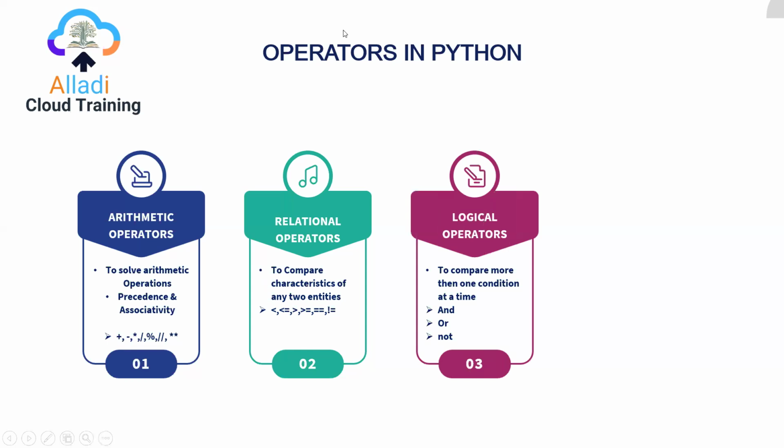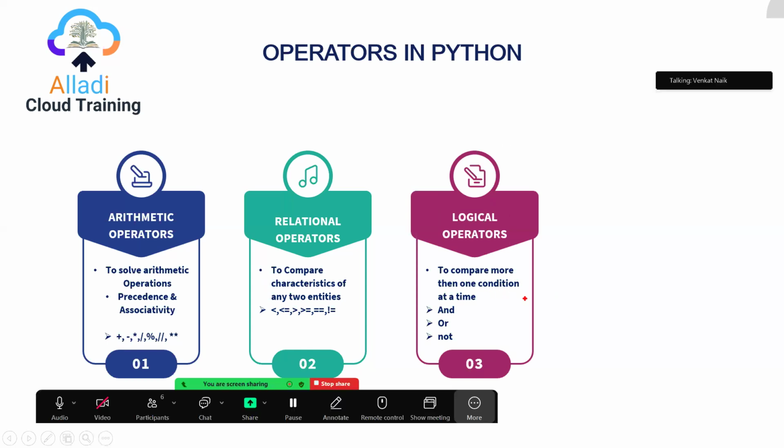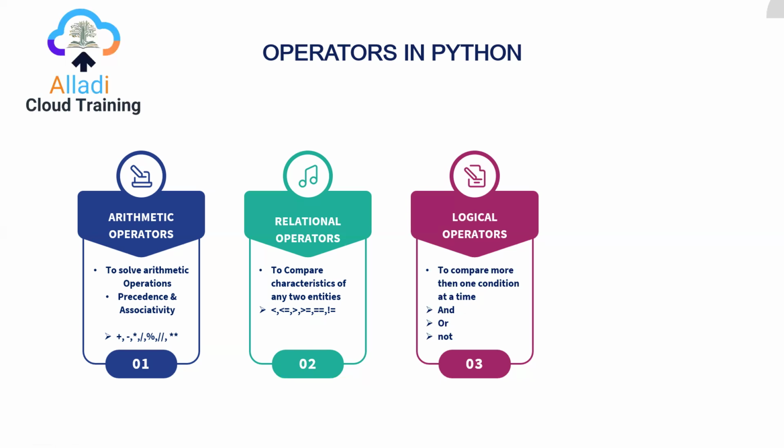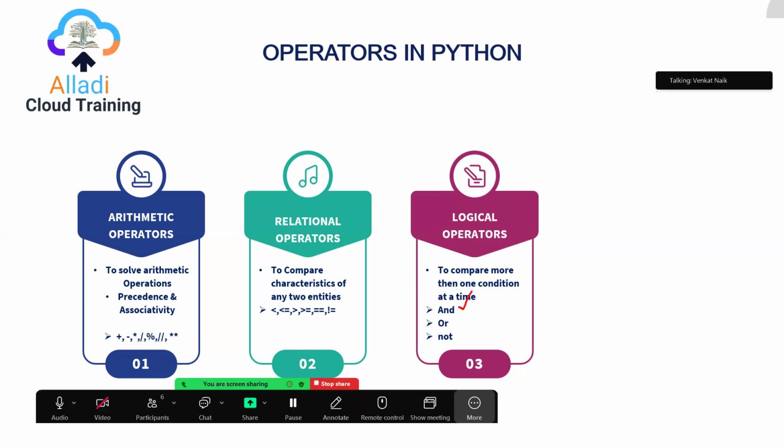And coming to logical operators, to compare more than one condition at a time, there is an AND operator, OR operator, NOT operator. According to C, C++, Java, AND is represented like this, logical OR is represented like this, and NOT is represented like this. Clear? In Python, we have the operators AND, OR, NOT. Why to use, when to use, how to use, and what happens without them, all this I'll give you hands-on. Clear? Okay.